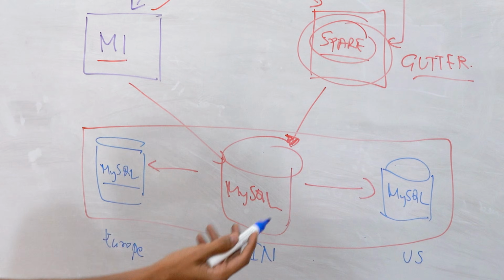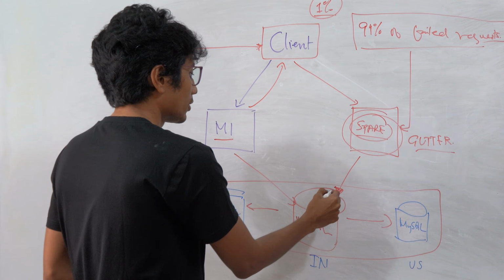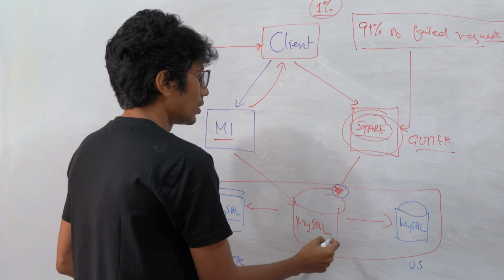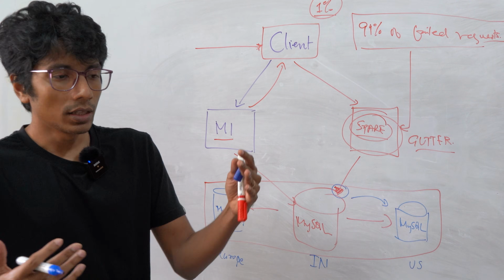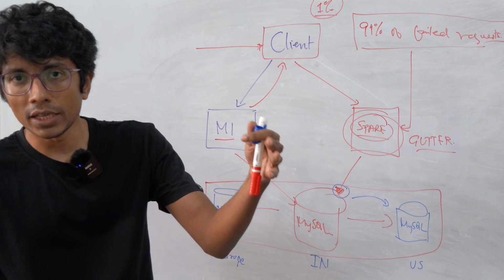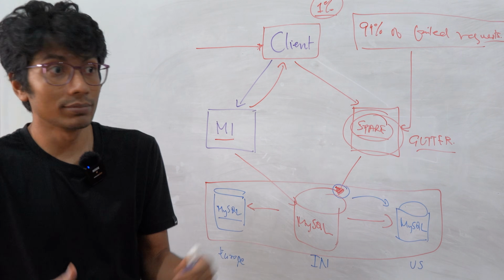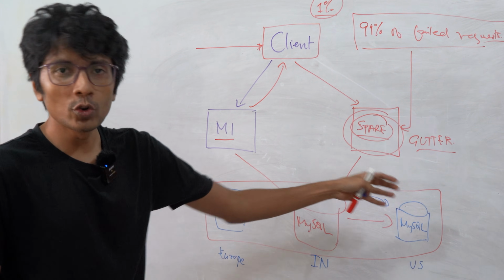How will you keep them in sync? One approach is not to keep them in sync. You have all the data that is being updated here, not being synced here. If that happens, then the Indians and the Americans are going to see different data. So if you have relatives in the US and you want to talk to them on Instagram, no messages. That's not a very good experience. So you want to keep them in sync.